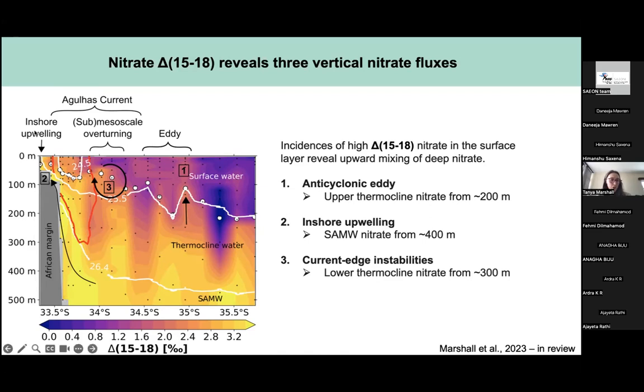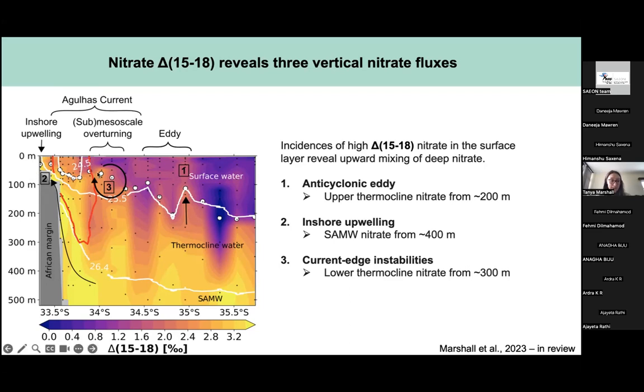And then if we look at the second incident, right on the shelf, which is about 52 meters depth, we see really high delta 15N nitrate of about 3.4 per mil. And that is the same delta 15N as subantarctic mode water. So what that indicates is that subantarctic mode water from about 400 meters deep has been upwelled onto the shelf and flushed the shelf. The entire profile has a delta 15N of 3.4 per mil.